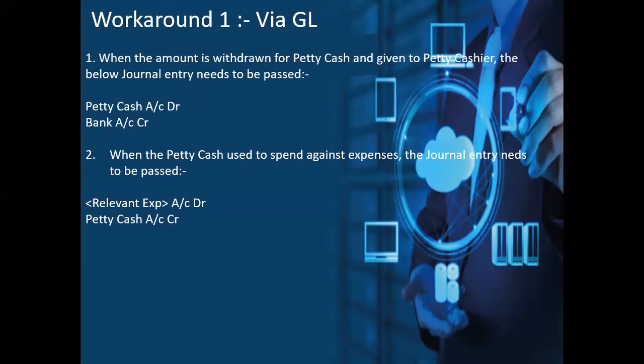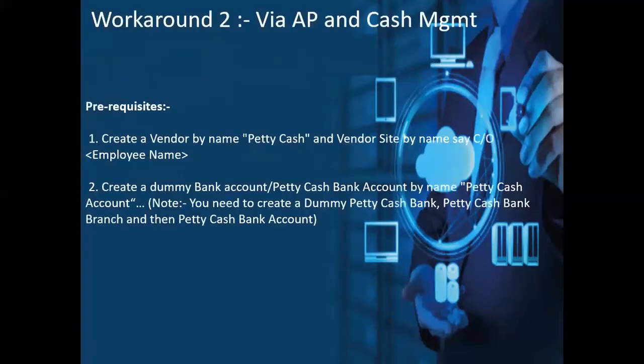Whenever the expenses are incurred using the petty cash, pass another journal entry wherein you debit the concerned expense account and credit your petty cash account. At the end of the month, check what exactly is the balance in your petty cash account as per Oracle, and see if the petty cash really holds physically such an amount. If not, then investigate further as to what's going wrong. So this is one way of recording your petty cash expenses.